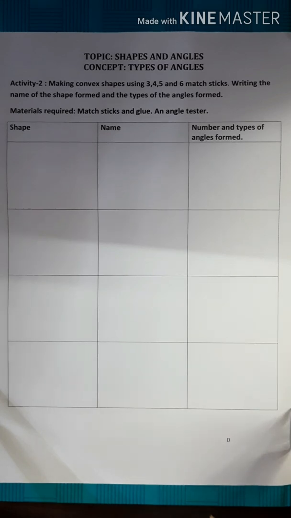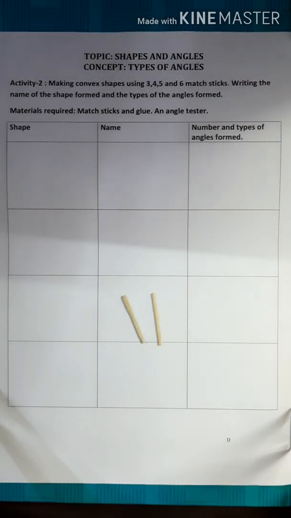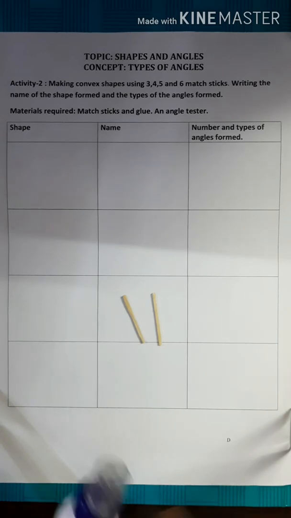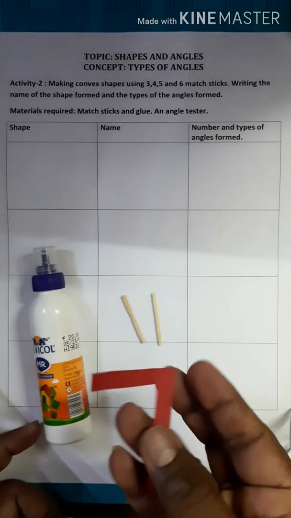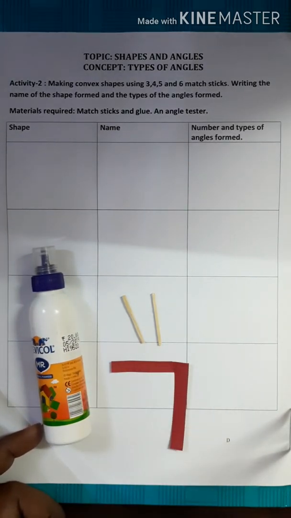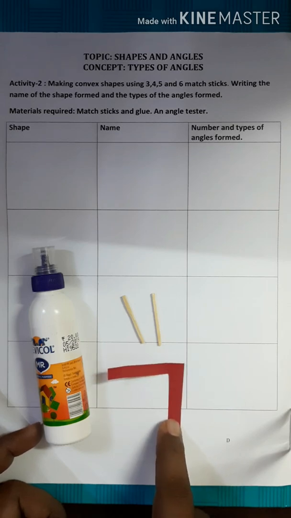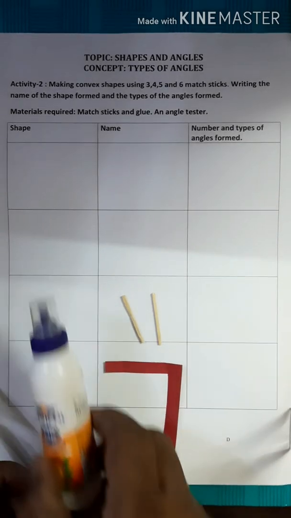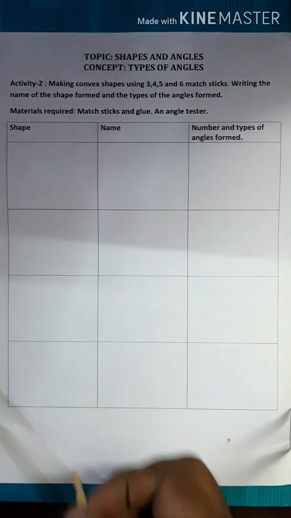So here the materials required for you to do this activity are some matchsticks, glue and an angle tester which shows 90 degree angle. These three are the main materials which are required to do this activity. So let's start the activity using the matchsticks.